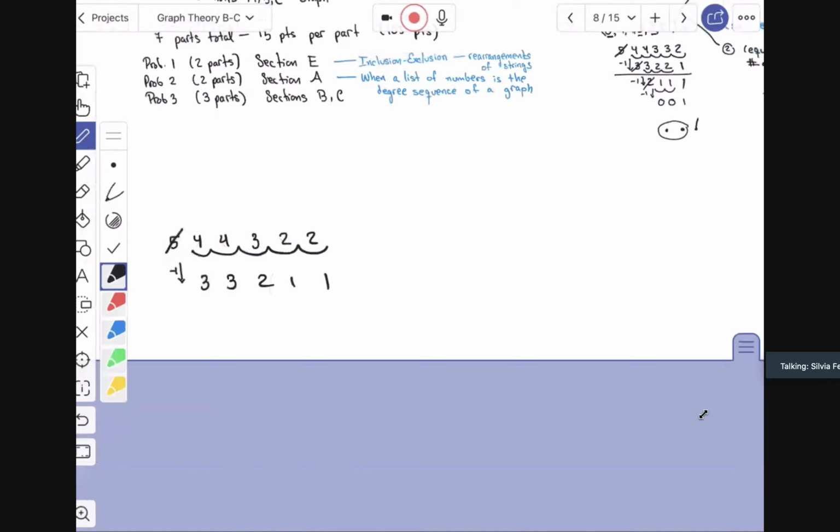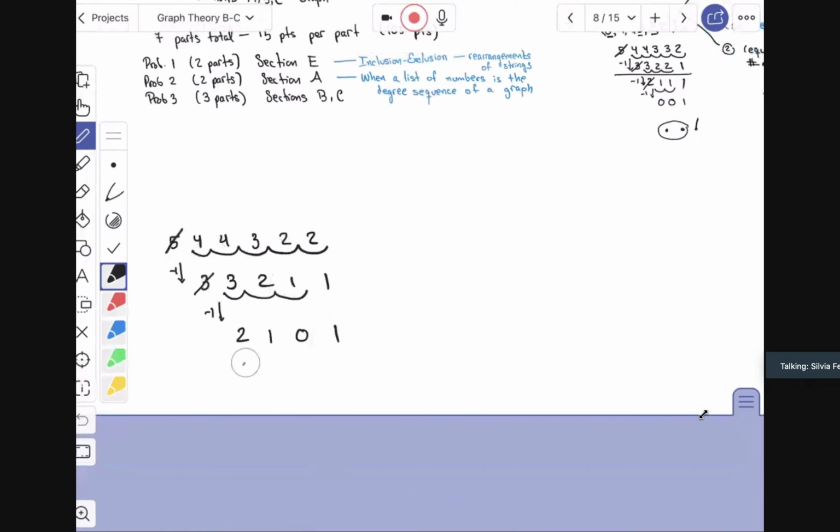And then I keep going. I reorder. They're in decreasing order, so that's fine. I remove that one, two, three. So I subtract one from each one. I get 2, 1, 0, 1. And then I reorder: 2, 1, 1, 0. So here I reorder at every given stage.